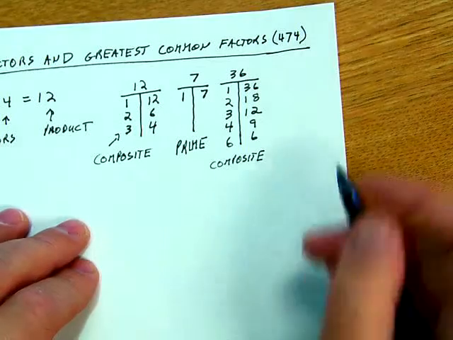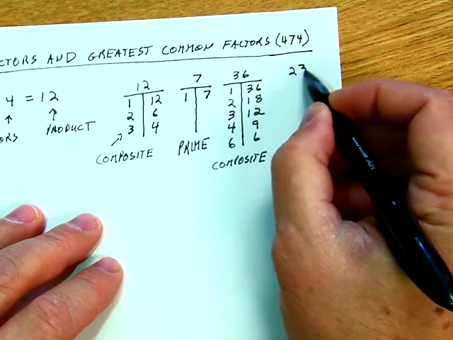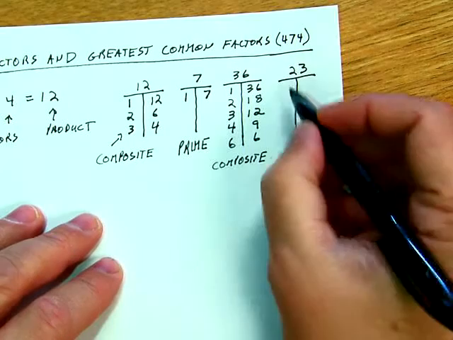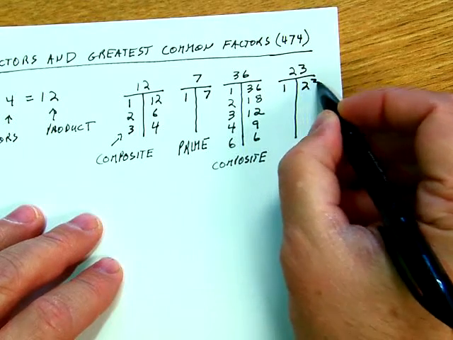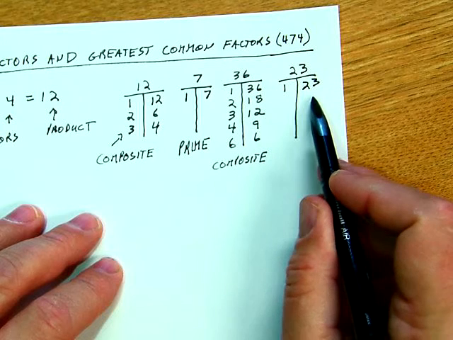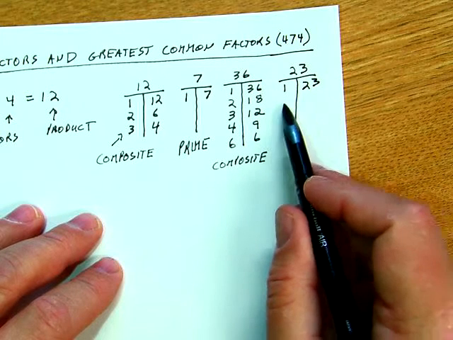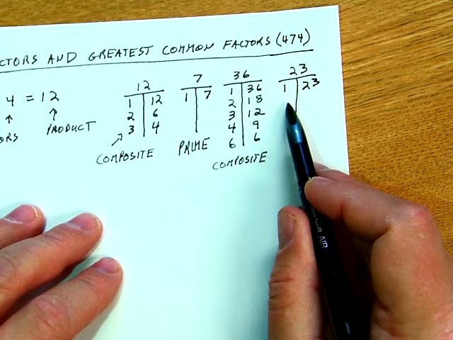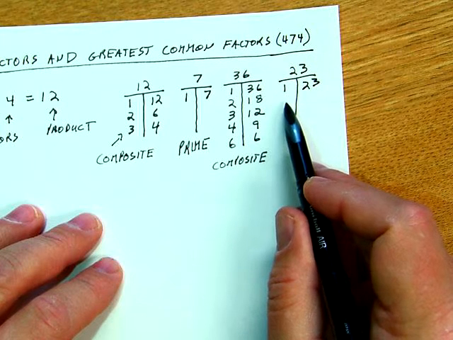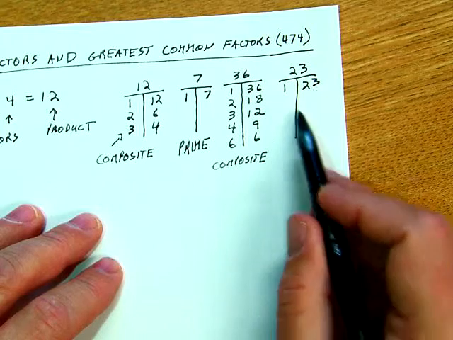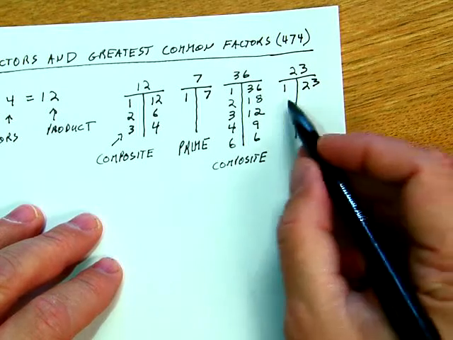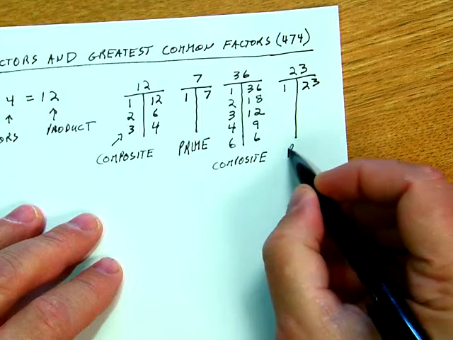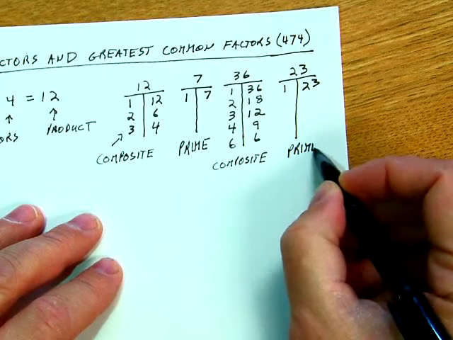And let's try a bigger number right here, 23. We know to start with 1 and 23. Let's try 2. No, 2 doesn't go into 23. 3, no. 4, no. 5, no. 6, no. Matter of fact, we just keep going all the way up to 23. No number goes into 23. And this is the end of our factor table. We know this is a prime number.